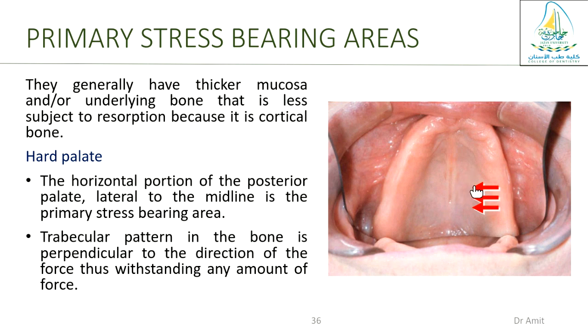So when the patient starts eating or applying occlusal forces on the complete denture, the direction of the trabecular pattern is perpendicular to it, so that it can withstand them and there will be no resorption of these areas. So maximum forces should be diverted to these areas in the hard palate. That's why it is known as the primary stress bearing area.